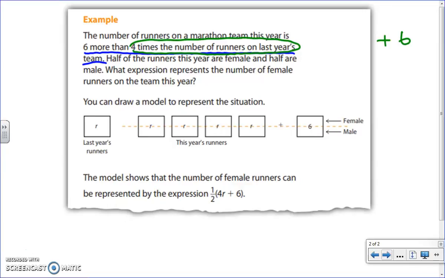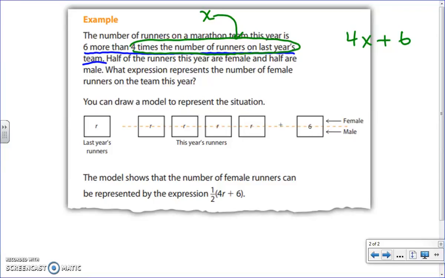Now we don't really know how many runners were on last year's team, so we can use a variable to represent the number of runners on last year's team. So let's just use the variable x because that seems to always be the most common variable that we use. I'm going to say that the number of runners on this year's team compared to last year's team would be 4x plus 6, where x is the number of runners on last year's team.